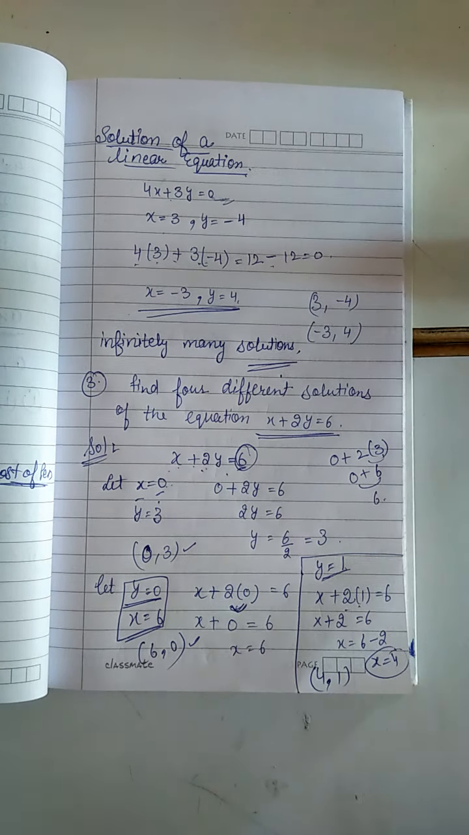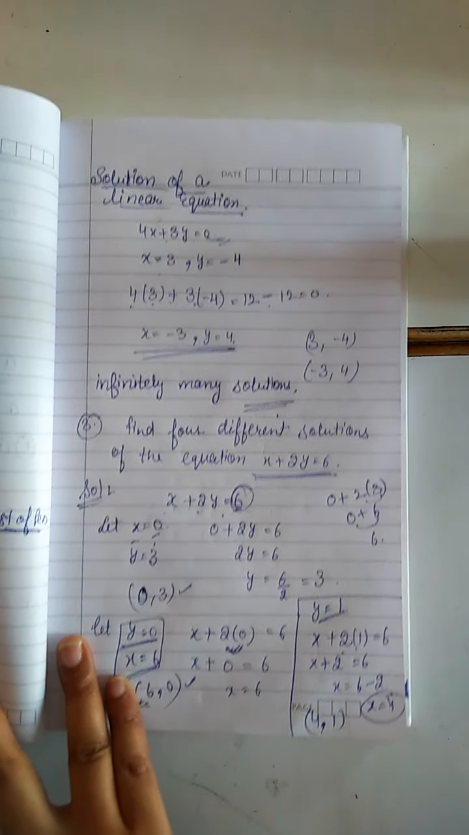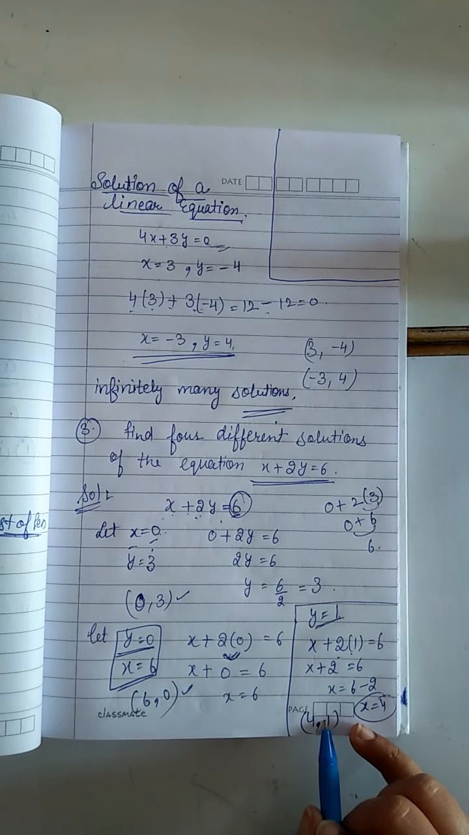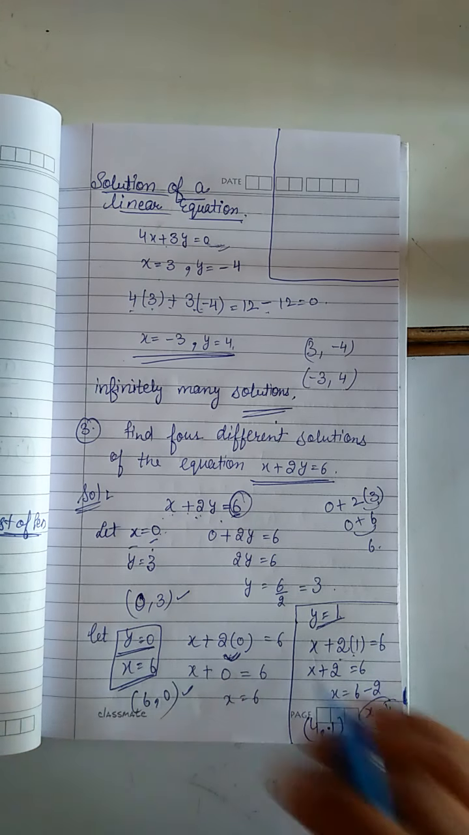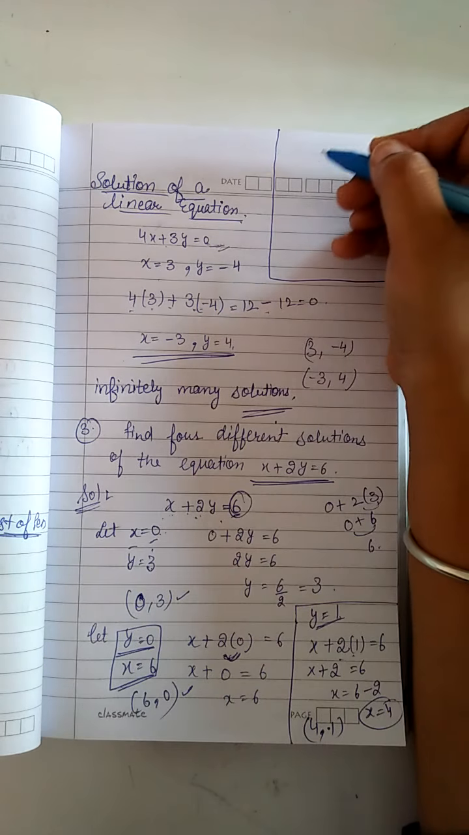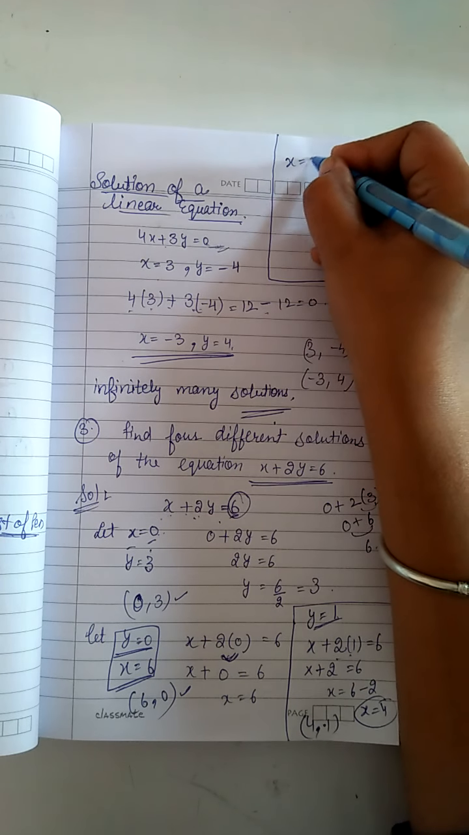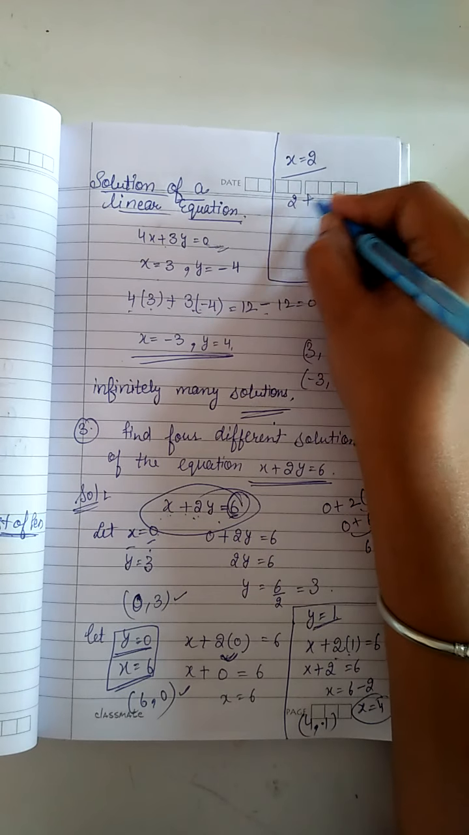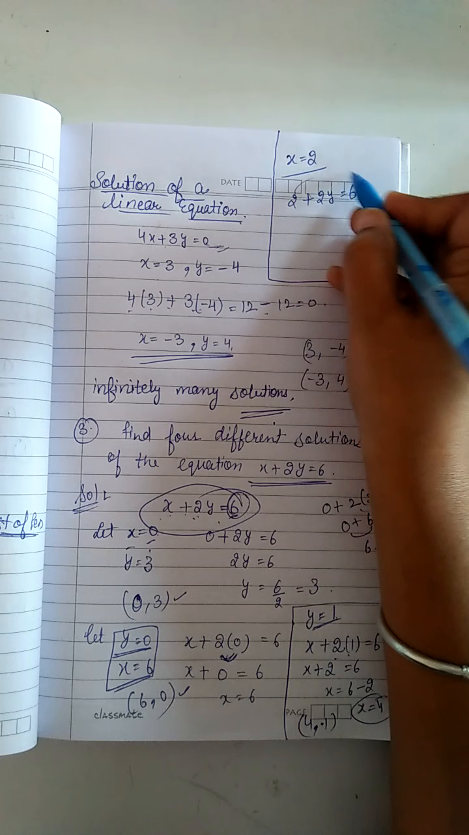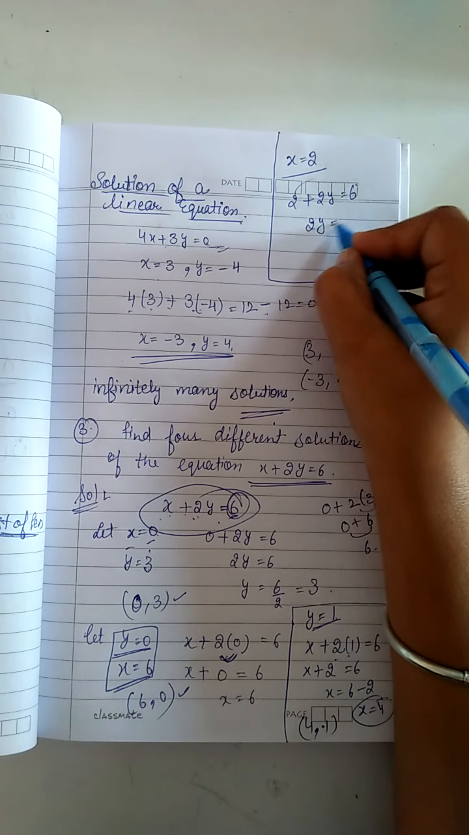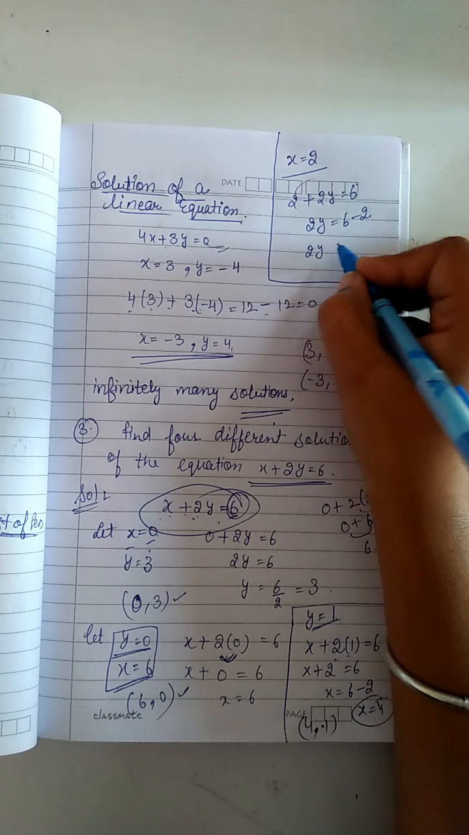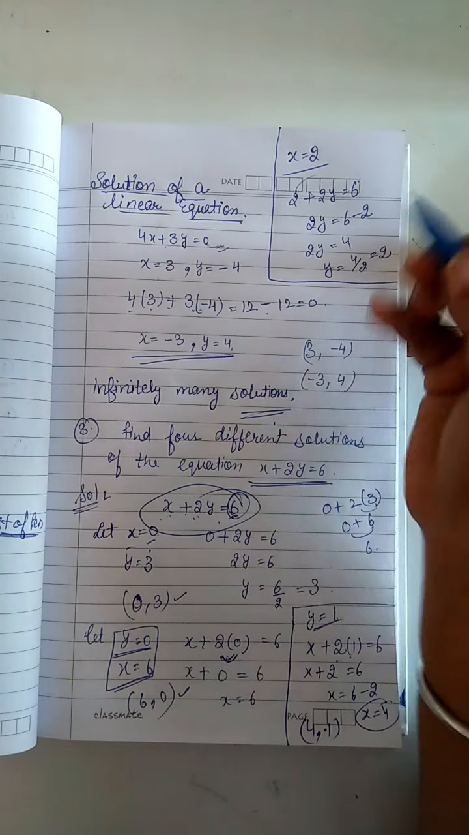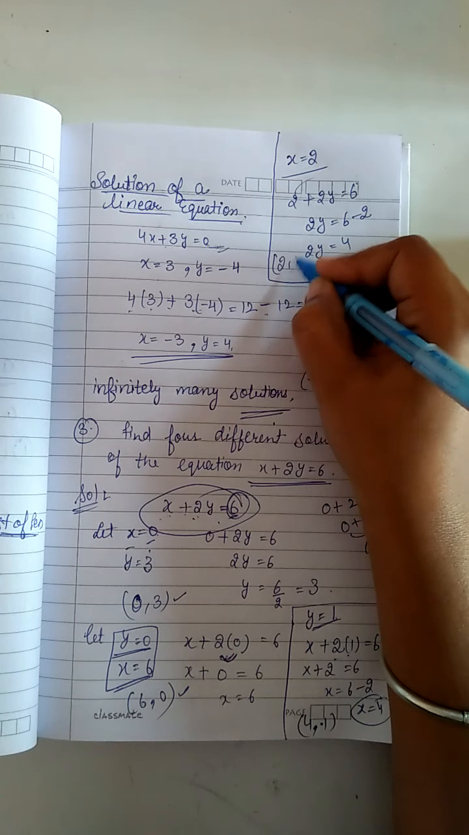Clear? In this way we can find the fourth solution also. Here I will solve it. Take any value of y, or you can also take the value of x. Let us take value of x is 2. Put here 2 plus 2y is equal to 6. Now take this 2 on right hand side, 2y is equal to 6 minus 2, 2y is equal to 4, y is equal to 4 upon 2, which is equal to 2. So the fourth solution is (2, 2).